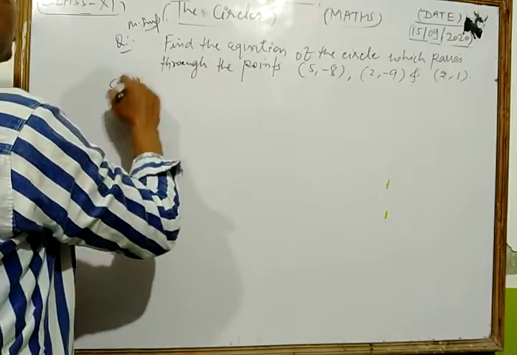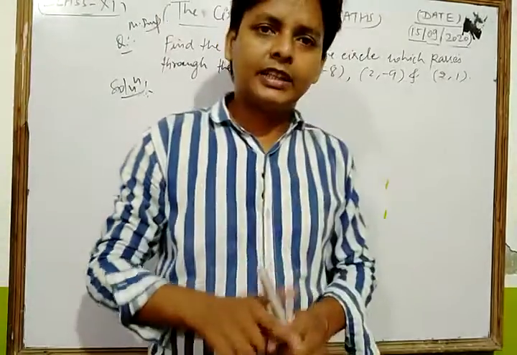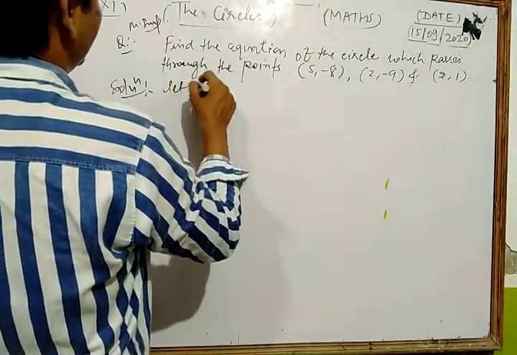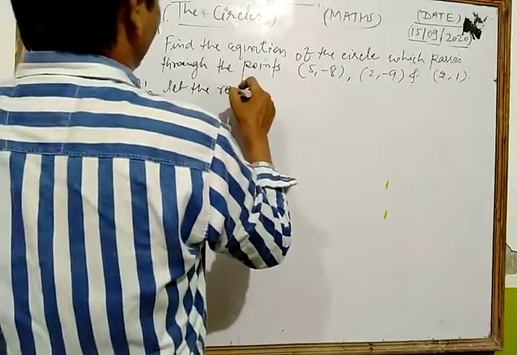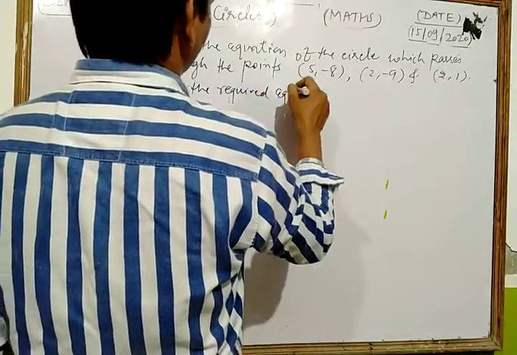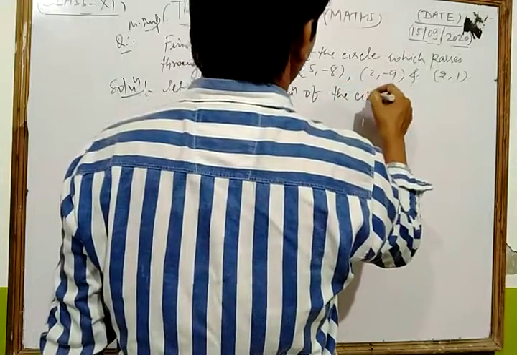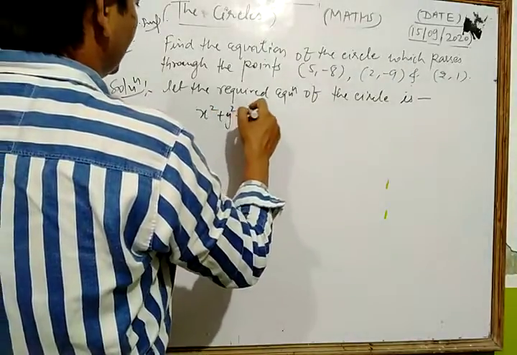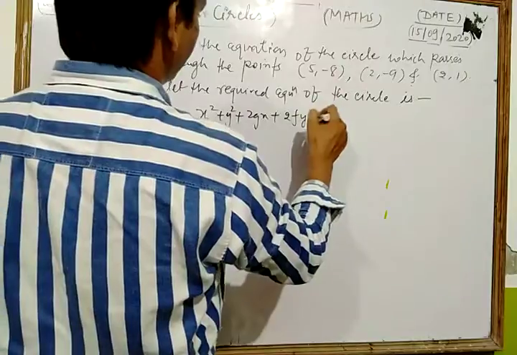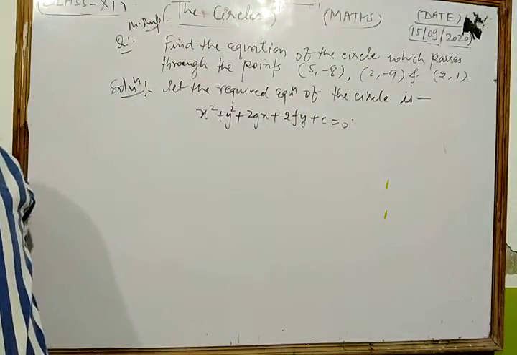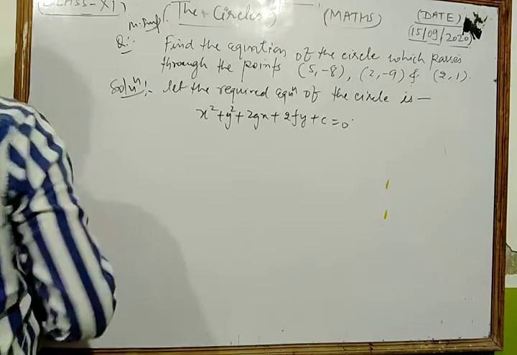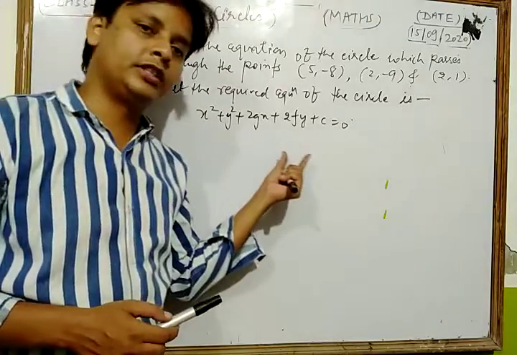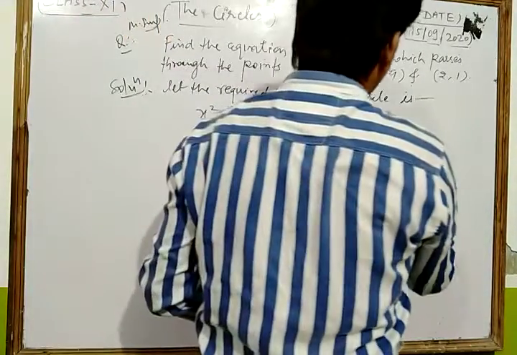Dear student, first of all, we know that the general equation of the circle is, let the required equation of the circle be x square plus y square plus 2gx plus 2fy plus c is equal to 0. Let us consider the general equation of the circle x square plus y square plus 2gx plus 2fy plus c is equal to 0. Take it as equation number 1.